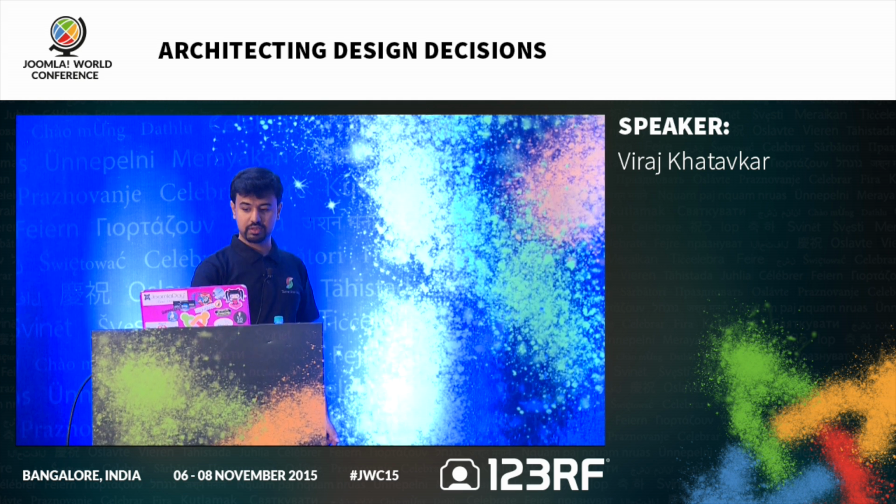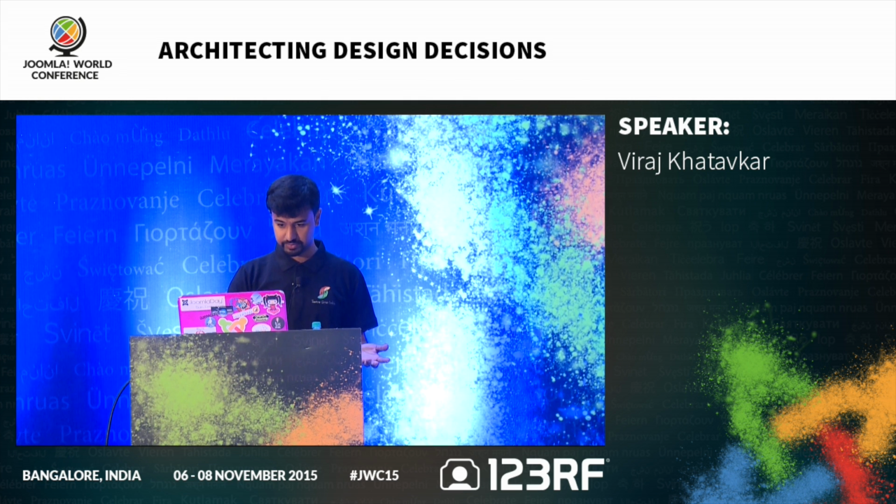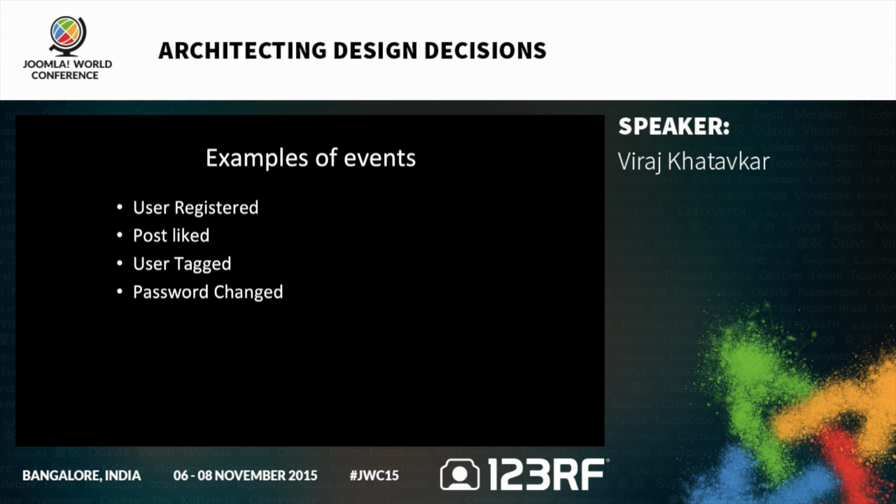Let's get to another part, events. What are events? Events are also DTOs, as I said, data transfer objects. Now we are moving to another part, that is events. Events are DTOs, or we can say data transfer objects, same as commands, but they do a different job. They are useful for a different job in an application. Let's see some examples of events. User registered, post liked, user tagged, password changed. These are simple events in an application. When they happen, user logged in, that is an event. New user registered, that is an event. User tagged, that is an event.